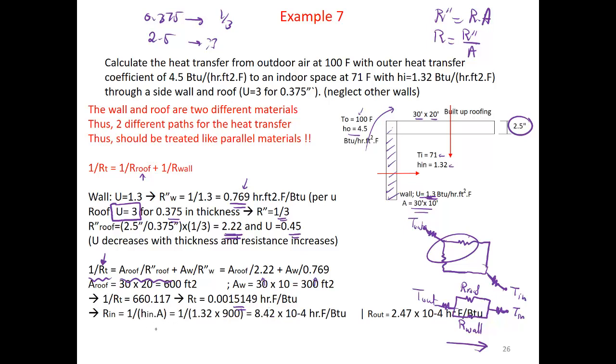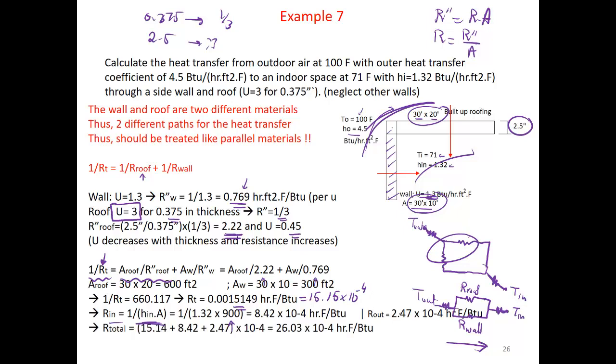Then we're going to add the indoor and outdoor resistances. So 1/HA. Notice the area: it's this area and this area, so it's 300 plus 600, so I used 900 here. That's R in. The same goes for the outdoor, and we're going to get 2.47 times 10 to the negative 4. Here 8.42 times 10 to the negative 4, and I'm going to make this 15.15 times 10 to the negative 4, just to make all three the same.